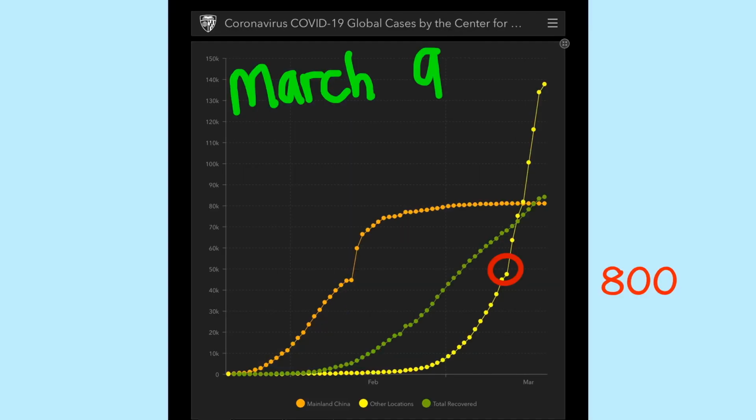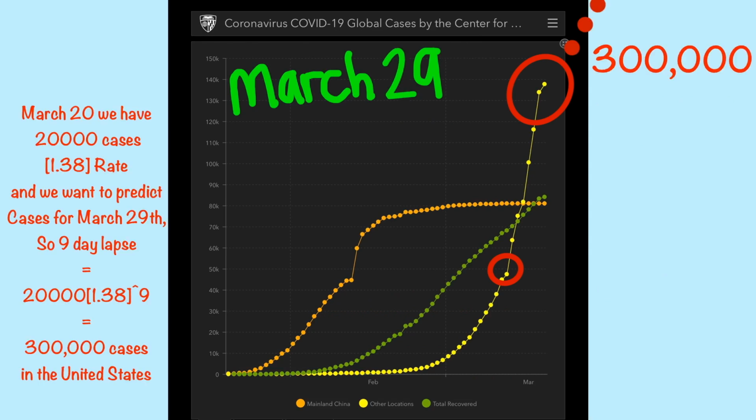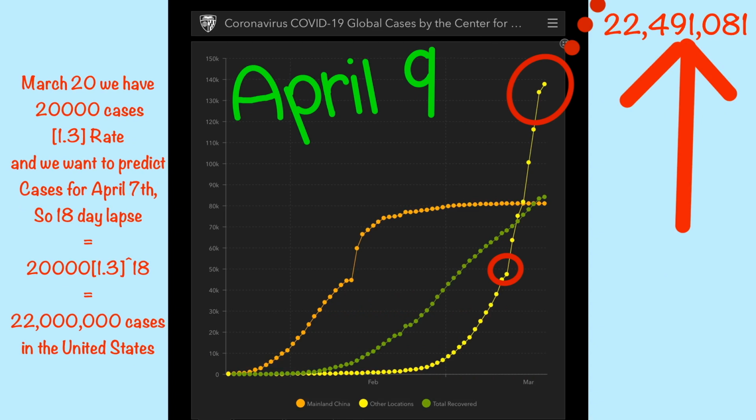If we do the math, we can also make predictions, starting with March 9th with 800 cases, which increased to 14,000 by March 19th. So by the end of March 2020, March 29th, we can predict there could be up to 300,000 cases, and by April 9th, there could be over 22 million cases. This number is a guess, given our growth rate doesn't change and nothing else changes.